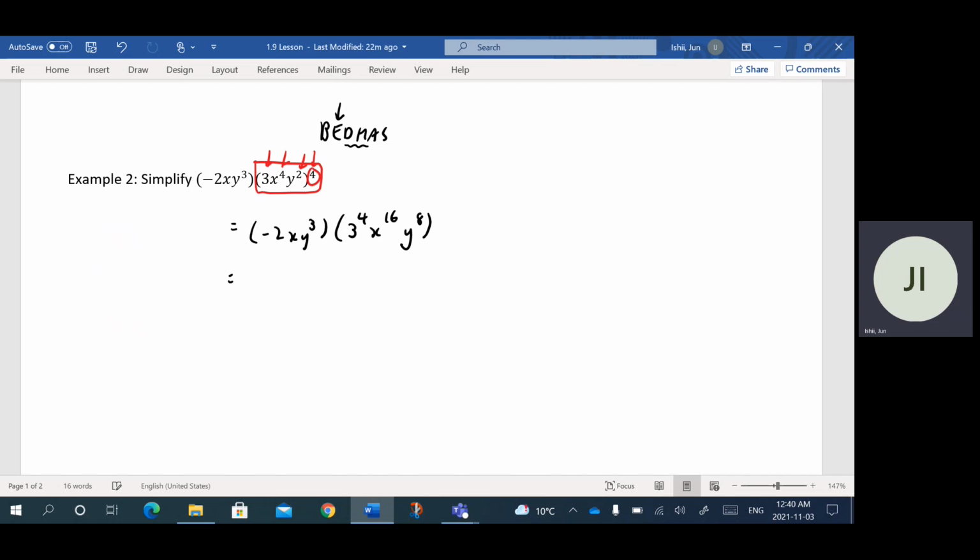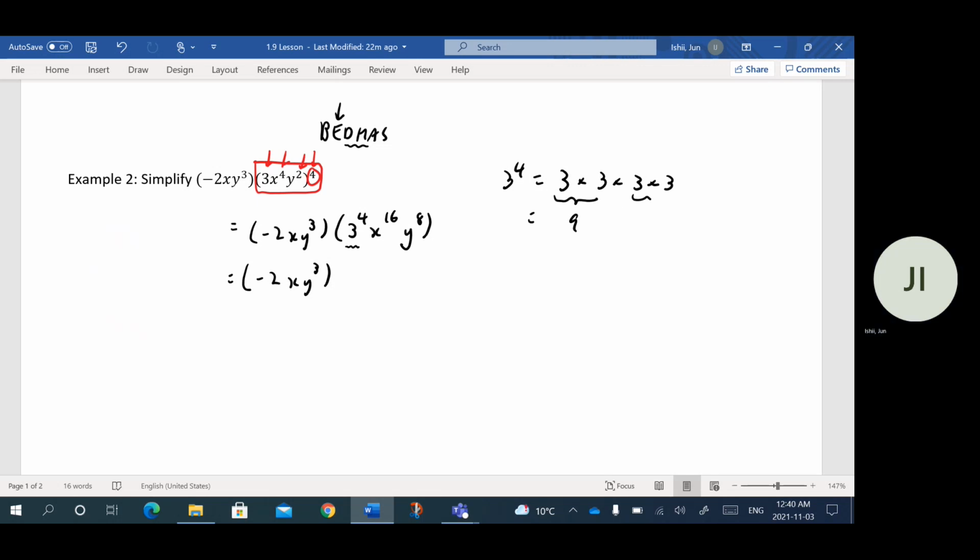All right. So next up, I'm actually just going to simplify 3 to the 4th. I could use a calculator, or I can realize that 3 to the 4th is 3 times 3 times 3 times 3. Well, 3 times 3 is 9, and 3 times 3 is 9, so this is 9 times 9, which is 81. Okay, so this one here is 81. And again, I still have x to the 16th, y to the 8th.